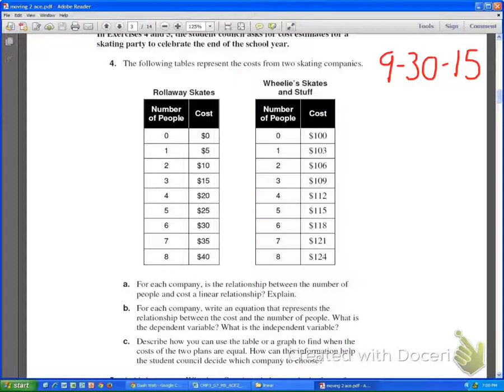We have a situation with two skating companies, Rollaway Skates and Wheelie Skates. A says, for each company, is the relationship between the number of people and the cost a linear relationship? You should know that something is a linear relationship if there is a constant rate of change. So we're going to check that for A.